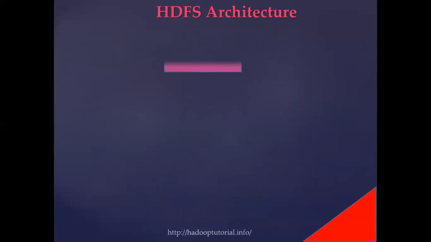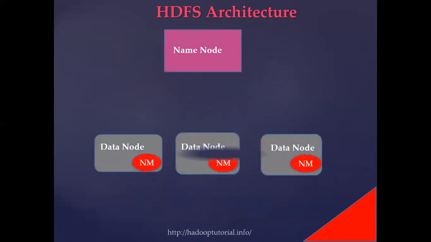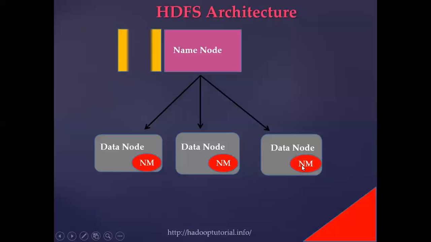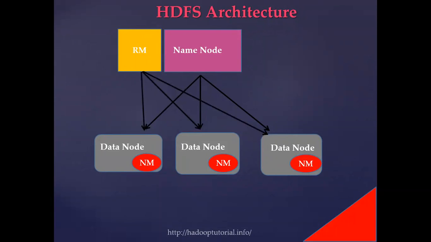So these will get connected. The master is the name node, and in this sample layout, I have 3 data nodes, all connected to the name node. And as I said, the node managers will also run inside the same slave machine. This NM is nothing but the node manager. These will get connected to the resource manager. So these NM services will be controlled by this resource manager, RM.